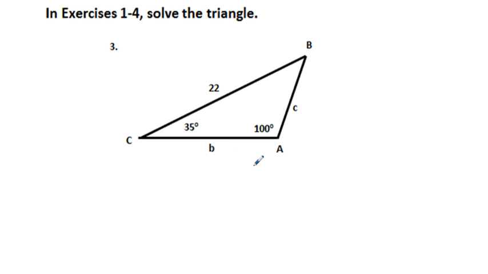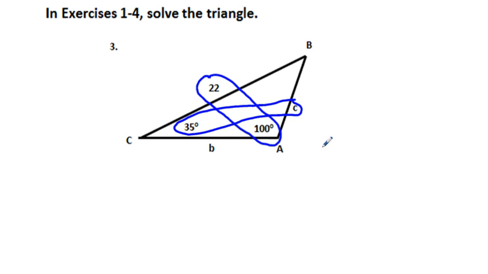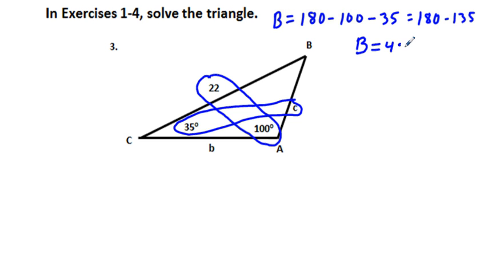Okay, next odd number problem, which is 3. We have this situation, and we have a length of 22 opposite an angle of 100 degrees, so that's what we use. And we have this side C, which is unknown, opposite this angle of 35 degrees. But before that, we can find angle B, can't we? Angle B is equal to 180 degrees minus 100 degrees for angle A and 35 degrees for angle C. That's 180 minus 135, and so angle B is equal to 45 degrees. So that's part of our solution.